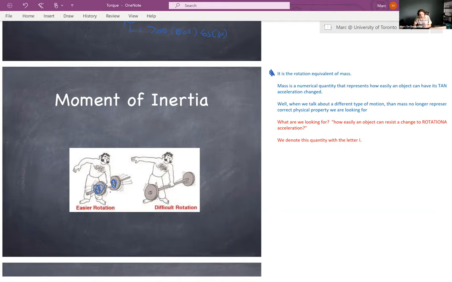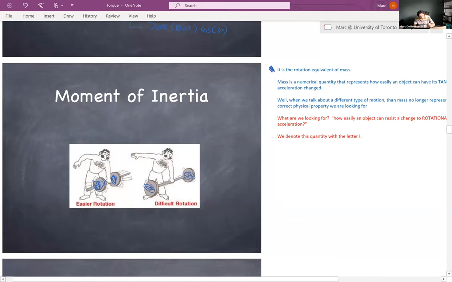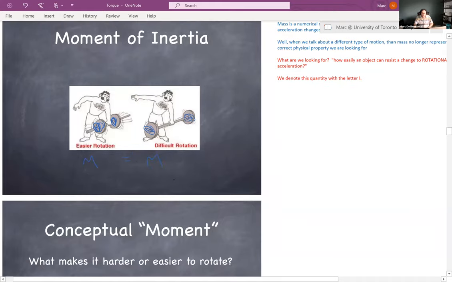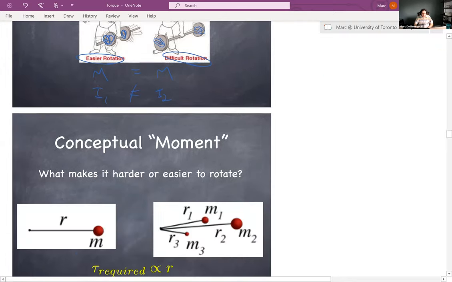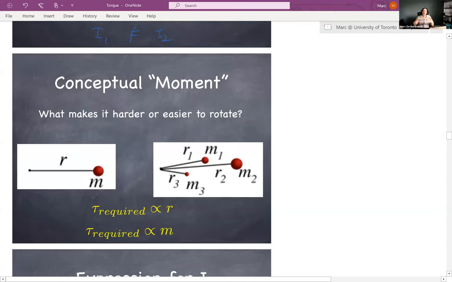Take the same mass and then move the mass toward the ends of the stick. Grab the stick in the middle and then try to rotate it. You will notice that even though the objects have the same overall mass, one is easier to rotate than the other. So difficult rotation, easy rotation, which means the moment of inertia of the first one does not equal the moment of inertia of the second one. So this is conceptually how you think of I, the moment of inertia.